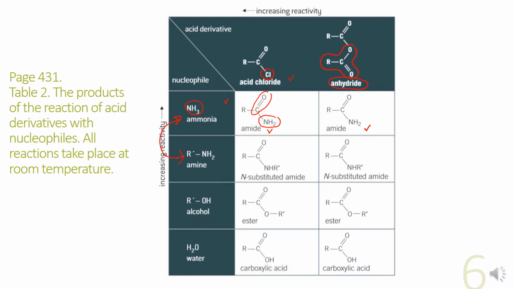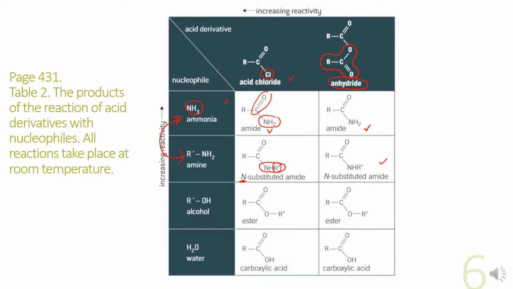Then move to the amine, the most reactive nucleophile among them. It will also replace the Cl, giving you the NHR. This is called the N-substituted amide, because there is one alkyl group here. And the same thing happens when you react with an anhydride.